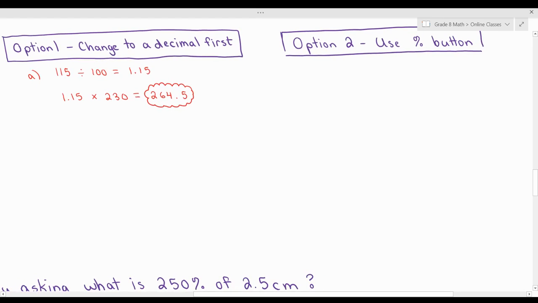Option two is actually your calculator should have a percent button. And I apologize, my percent symbols sometimes look a little bit wonky. But on your calculator, somewhere you should have this as a standalone button, or it might be like a second function or a shift, or it might be like color coded.